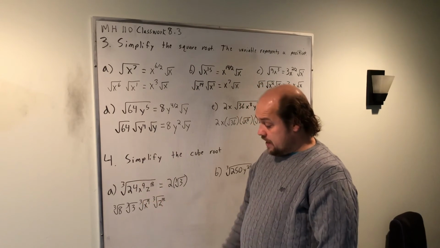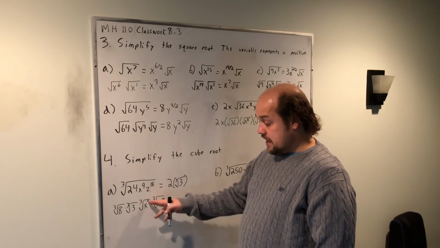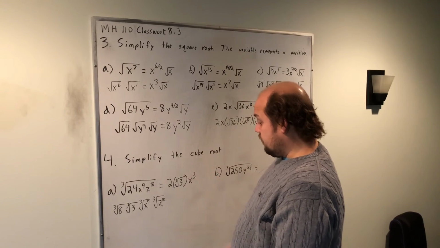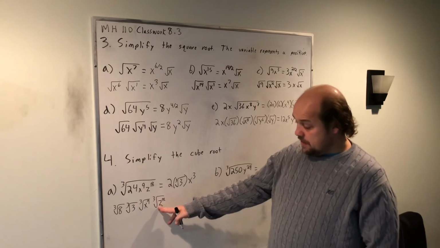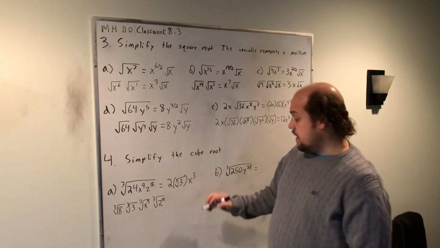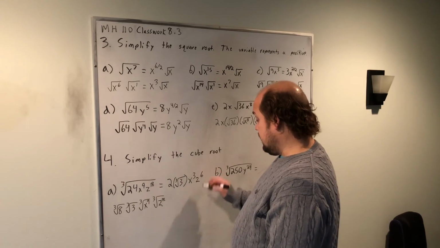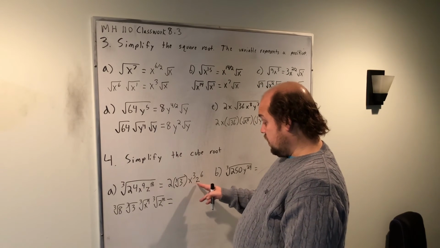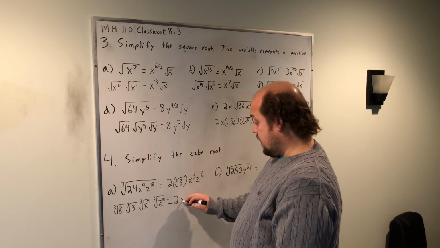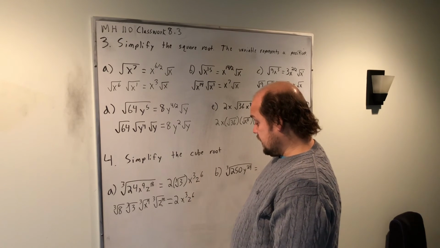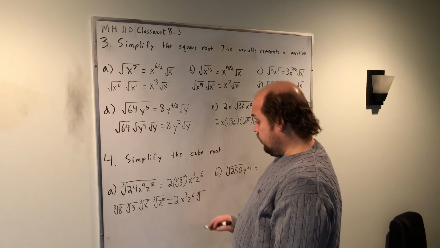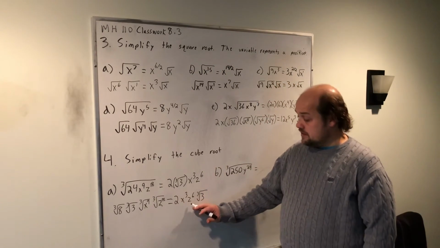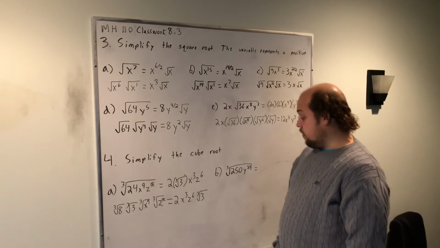This x to the 9th becomes x to the power of 9 divided by 3. 9 divided by 3 is 3. This z becomes z to the power of 18 divided by 3. 18 divided by 3 is 6. So, outside of the root, I have 2x to the 3rd, z to the 6th. Still under that cube root, I have this 3. So my final answer is 2x to the 3rd, z to the 6th, the cube root of 3.